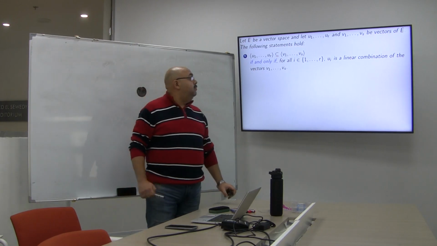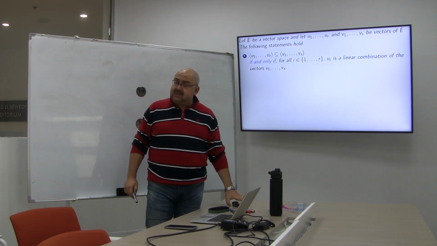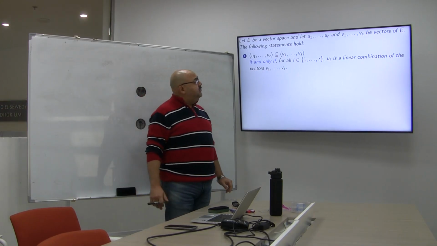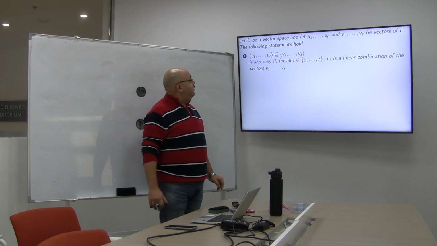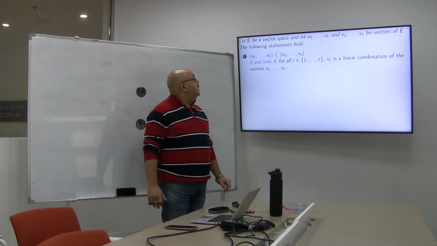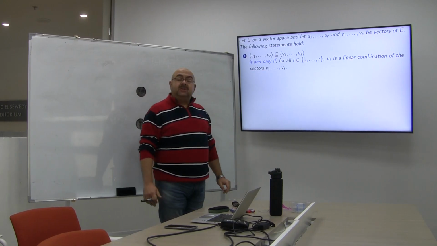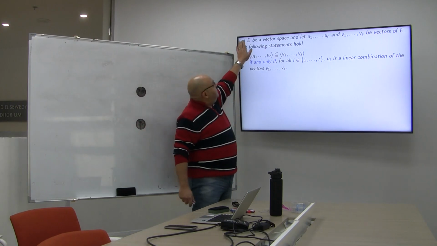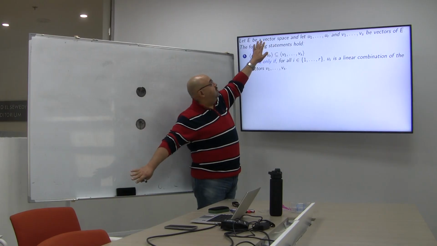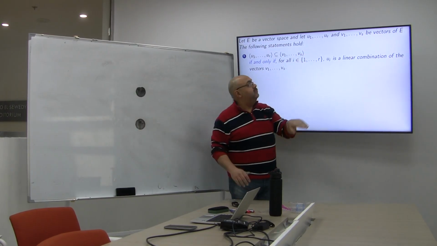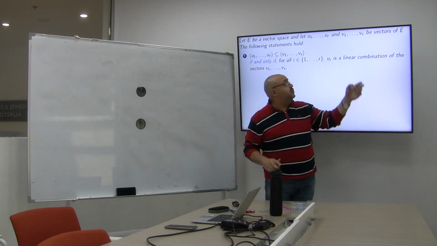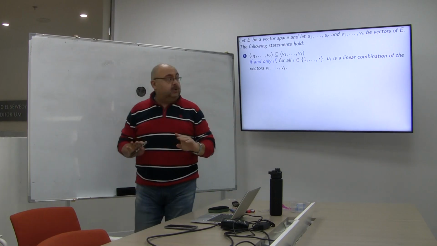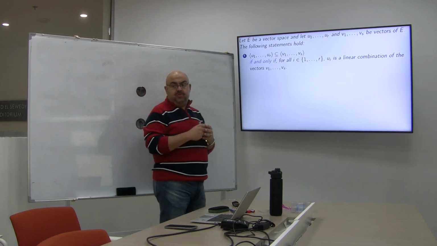Also, there is a very important definition. Here, let E be a vector space, and let U1 up to UR and V1 up to Vs be vectors of E. The following statements hold. U1 to UR is a subset of V1 up to Vs. So once more, let's read it once more. Let E be a vector space, so E is already a vector space, and let the bunch of vectors from U1 to UR and another bunch of vectors from V1 to Vs be vectors of E. Both of them belong to E. The following statements are correct.